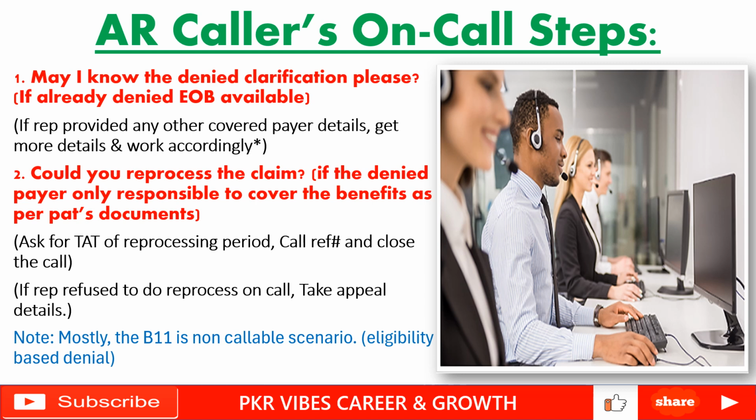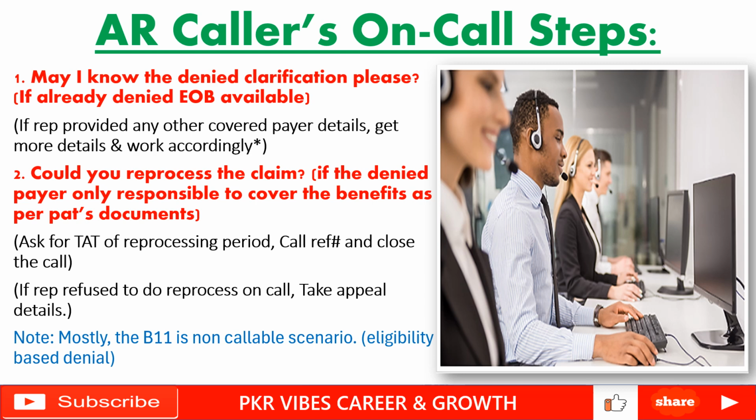And if, for example, as per patient documents, you confirm that the denied insurance is the only valid payer, but the insurance representative refuses to reprocess the claim. At that time, as an AR caller, you should take the appeal details, because as per patient documents we clearly have that this insurance is the primary, valid payer, but the insurance is not reprocessing the claims and denies, telling that this is not covered by this payer. But as per patient documents, we confirm that this insurance should process the claims and give the payments as primary to the doctor.